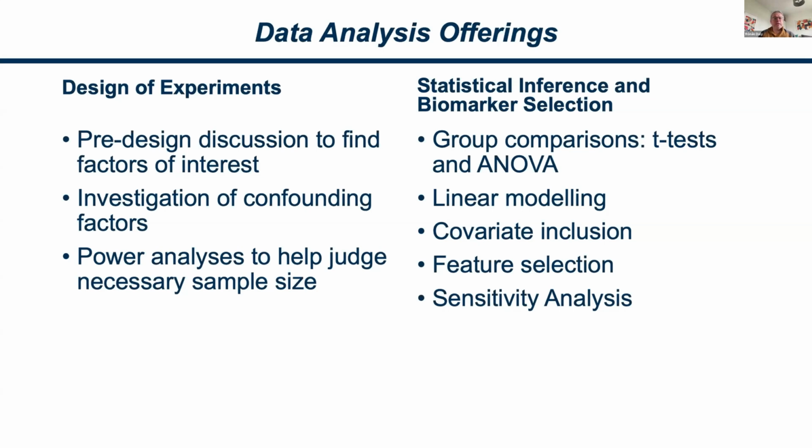In terms of statistical inference and biomarker selection, we'll do the gamut of what people expect for these types of tests, like t-tests and ANOVA type modeling. We also do things like linear modeling, if people want something a bit more sophisticated. We're very interested in putting in the covariates that we've measured up front, making sure that they're accounted for and adjusted for correctly in our statistical models.